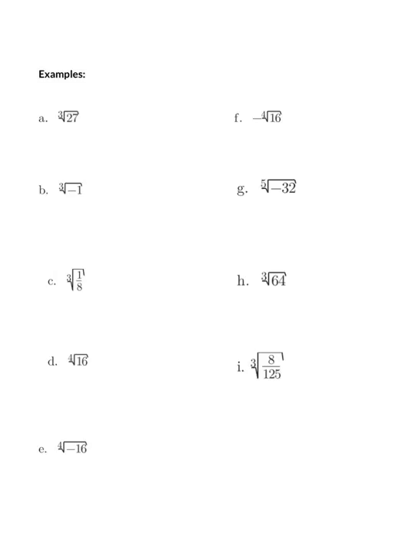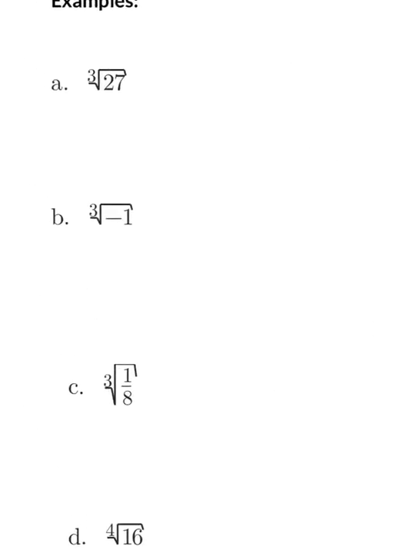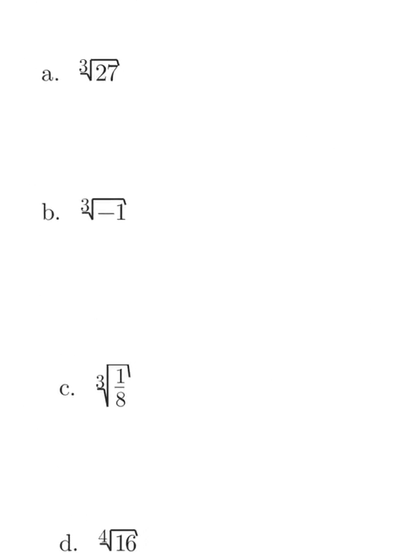Okay, so let's go ahead and look at some examples. If we look at example A, we have the cube root of 27. I'm going to go ahead and use factorization for these, just because many of you probably don't know your cubes and probably really struggle with your fourth powers. So if I factor 27, 27 is equal to 3 times 9, and 9 is equal to 3 times 3.